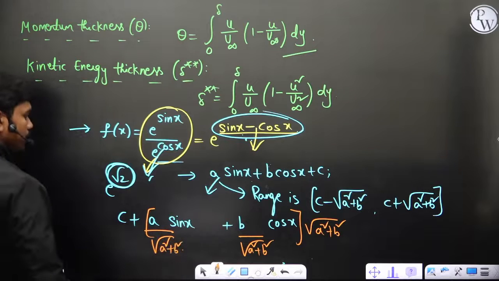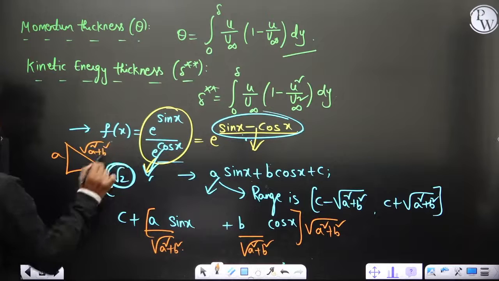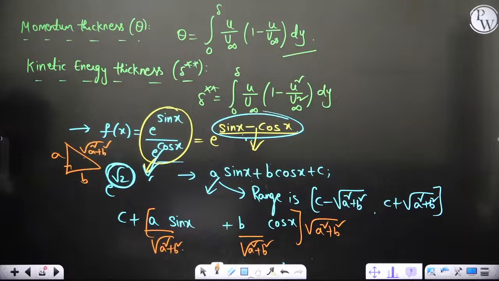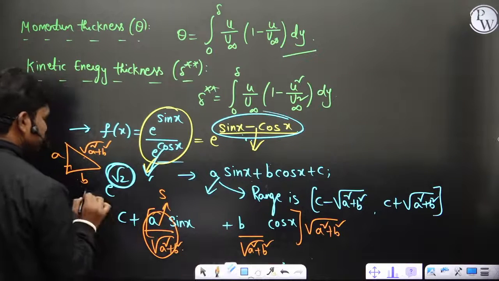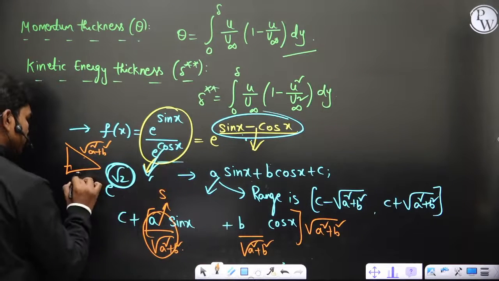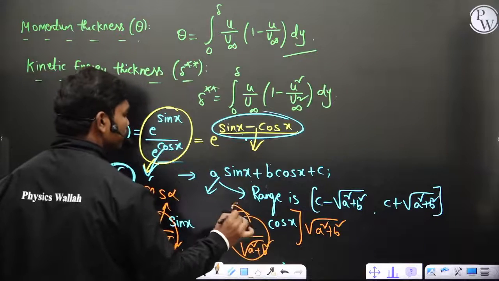If you make a triangle, with hypotenuse root of a square plus b square, then definitely this side is going to be b, because this is a right angle triangle. Then this can be written as cos alpha or sin alpha. You can take this as a and this as b, for example. Then this is cos alpha, and this is going to be sin alpha of that triangle.